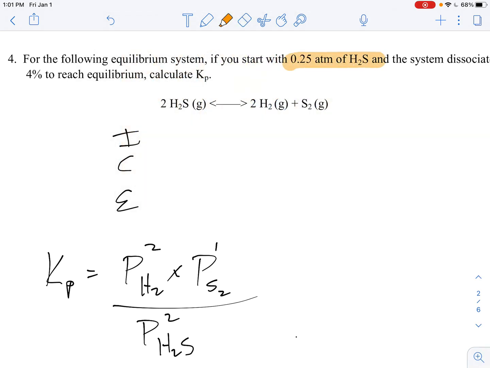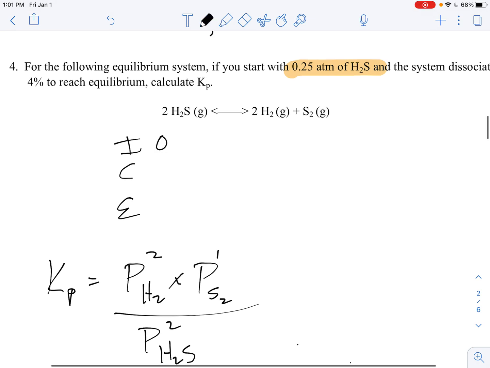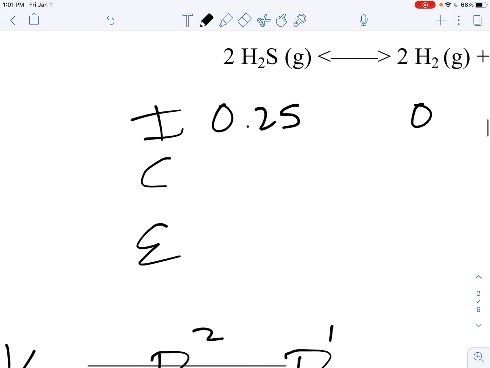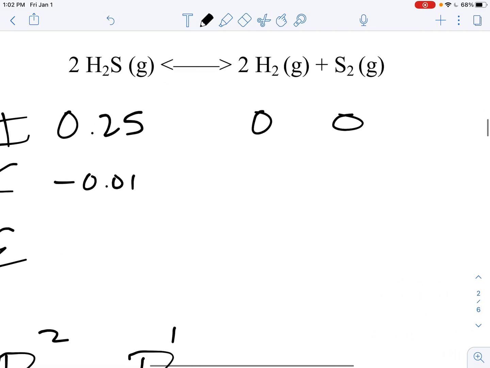And then what did it say? It said that I'm going to start here with 0.25 atmospheres of the H2S. So I'm going to put 0.25 in there. And it doesn't say anything about starting with either of the others, so I'm going to leave those as zeros. Now what it says is it dissociates by 4%. So I'm going to have to lose 4% of 0.25. I get my calculator and take 4% of 0.25, and that means I'm going to lose 0.01 here.